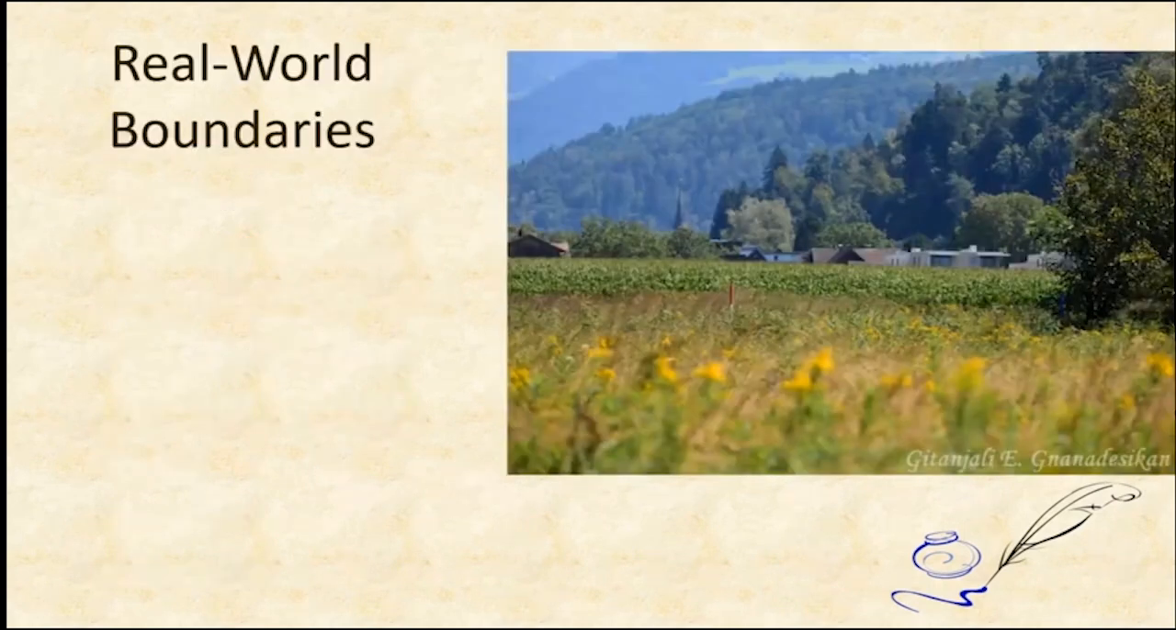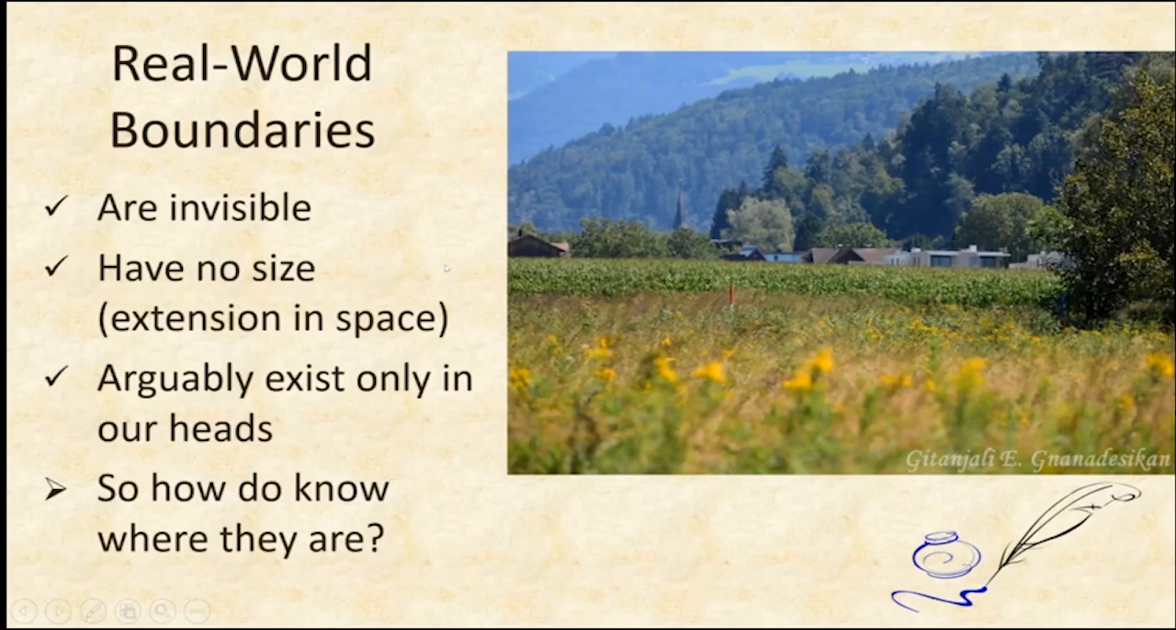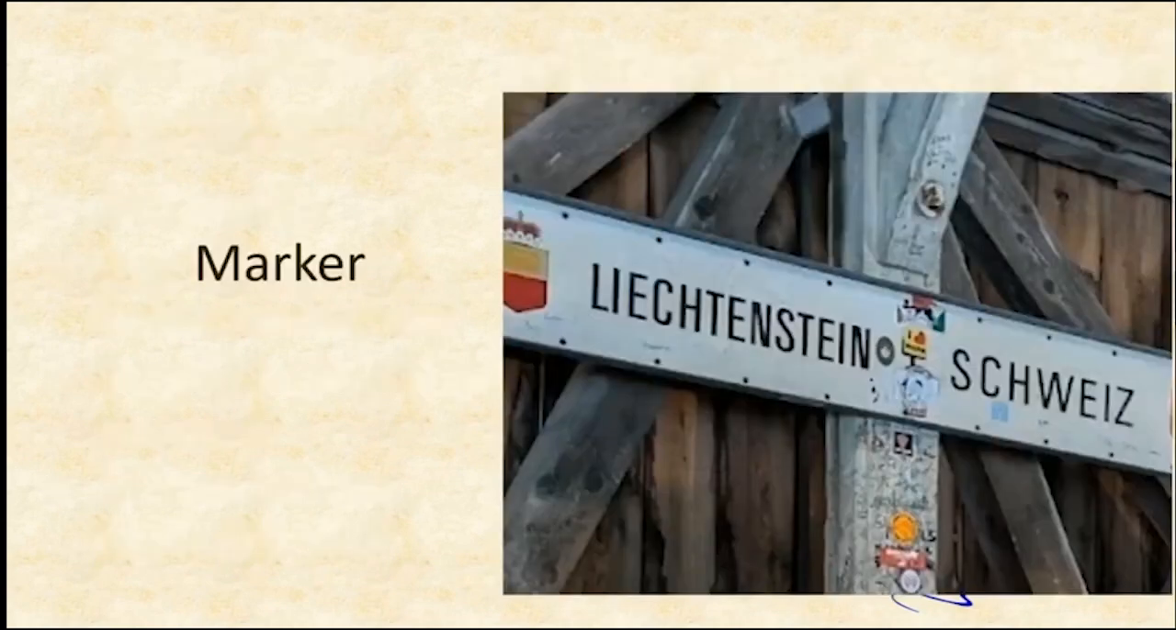So we have boundaries that we're trying to indicate. In the real world, in the external world, if we have boundaries, they are invisible. They have no size. They exist arguably only in our heads. So it's a similar situation. How do we know where they are? We've got to do something to mark them, as in this example, that small pole in the middle of the field. We can put up a marker, say, here is the boundary. It's not the boundary, but we're marking the boundary.